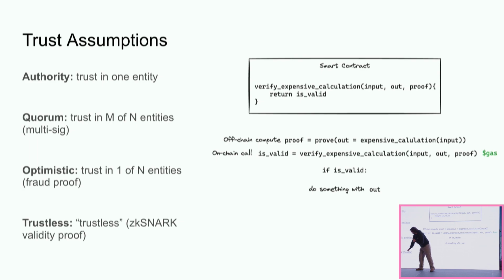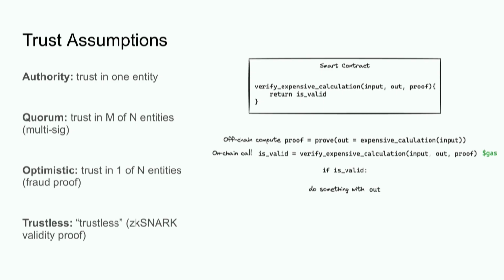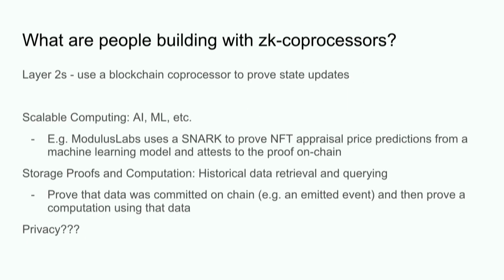And then trustless all the way down here, this is the holy grail, right? This is why people love SNARKs, because you no longer have to trust anybody. So now your proof here becomes a literal proof. It becomes a ZK proof that your calculation was done correctly. And so that's the holy grail. I like breaking it out this way and talking about blockchain coprocessors abstractly, because I think there are valid situations where you could use each of these assumptions. So there we go.